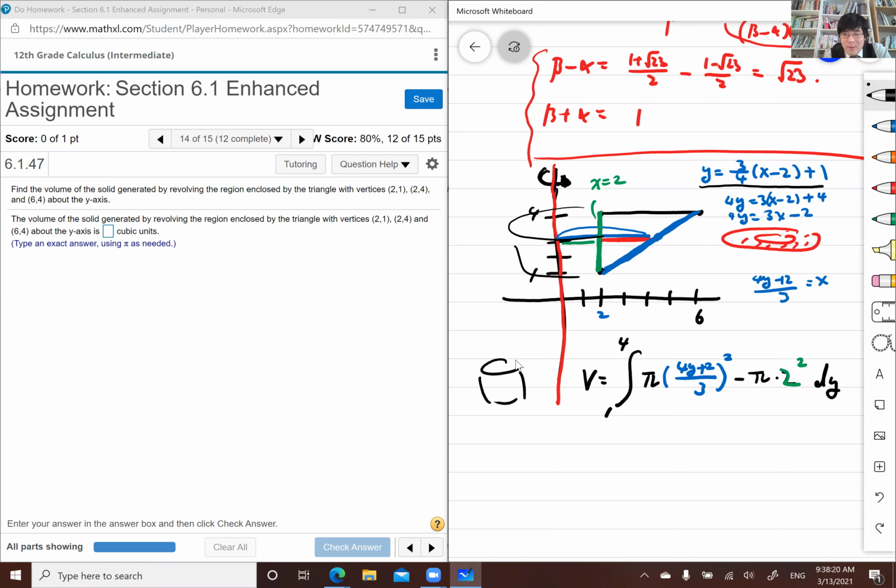So let's skip the integration of this part and just focus on this part. It's going to be 9 pi. Let's put 9 pi out. So it's going to be the integral of (4y plus 2) squared dy. And the skipped part is basically a cylinder whose height is 3, 4 minus 1, and the radius is 2. So it's going to be 12 pi here.